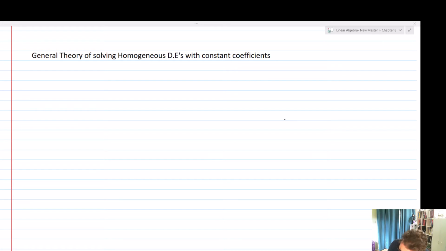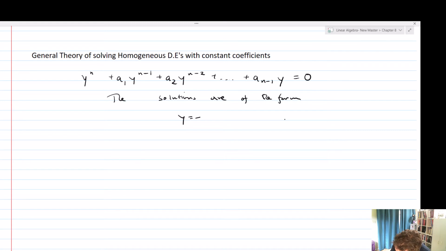So we've got a differential equation of the form y sub n plus a1 y sub n minus 1 plus a2 y sub n minus 2 plus ... plus a sub n minus 1 y equals 0. That's our form. And what we're going to do is posit that the solutions are of the form y equals e to the rx. And we actually saw that inside of the last lecture. Now we're going to formalize the process. Okay? So we're going to say that the solutions are of the form y equals e to the rx.